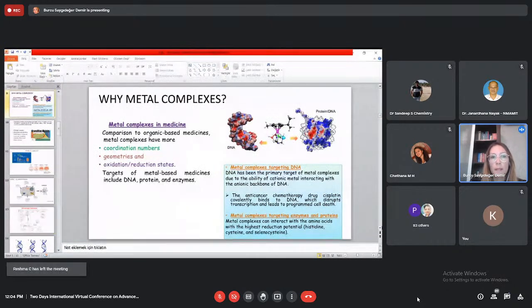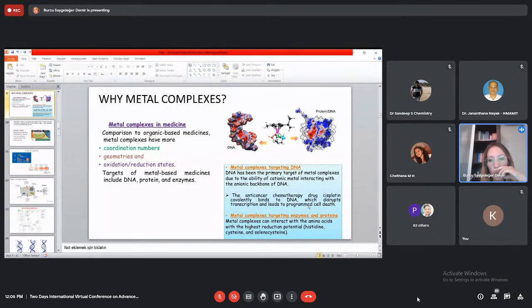Why metal complexes? In comparison to organic-based ligands, metal complexes have more advantages, for example, coordination numbers, geometries, and oxidation reduction states. Firstly, metal complexes targeting DNA. DNA has been a primary target. Metal complexes, due to the ability of cationic metal to interact with the anionic phosphate backbone of DNA.